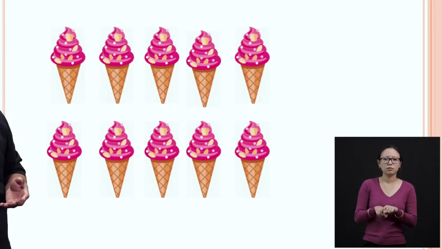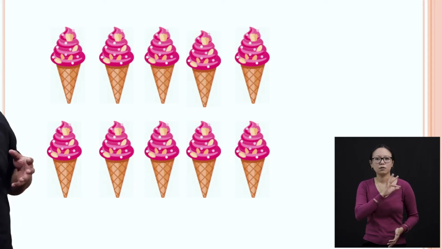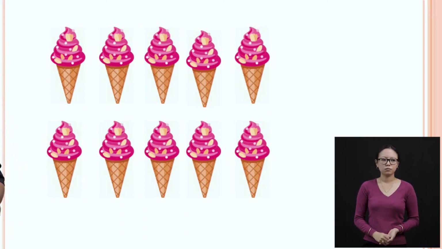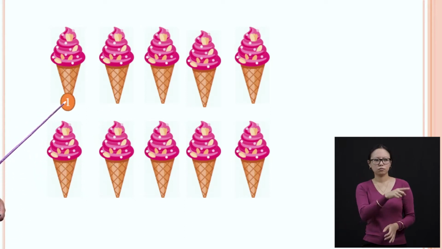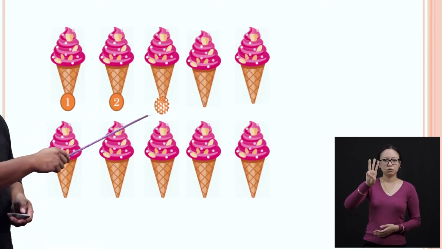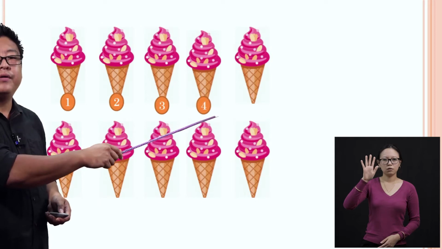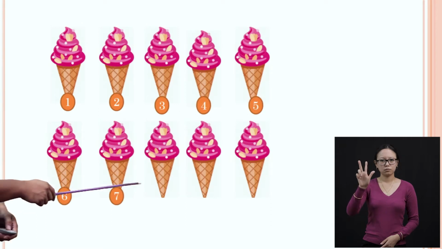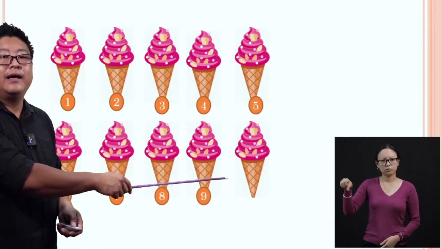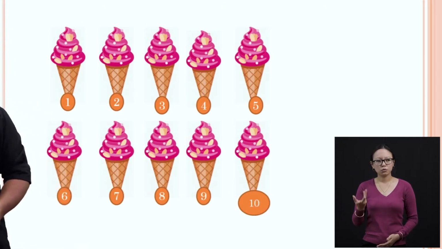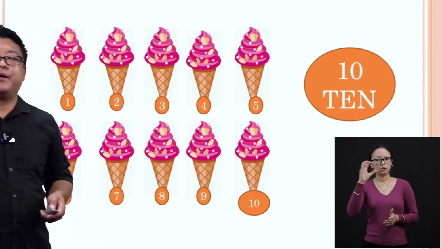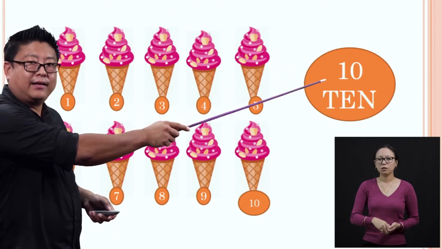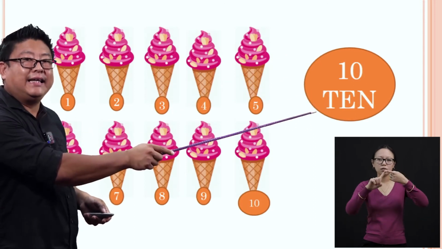Who doesn't like ice cream? Everyone likes ice cream, right? So we will try to count the number of ice creams we have with us today, okay? So let's start with the number 1. The number 1, then 2, then 3, then 4, then 5, and 6, 7, 8, 9, and finally 10. So we have a total of 10 ice creams. The numeral is 10, and the number name is TEN.